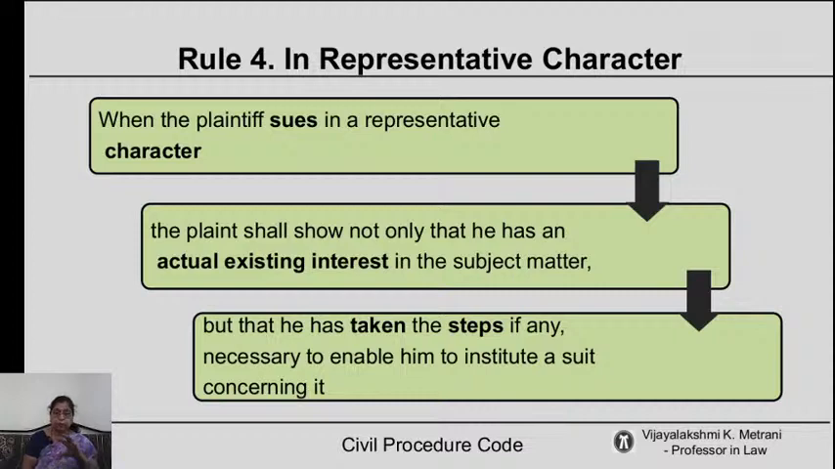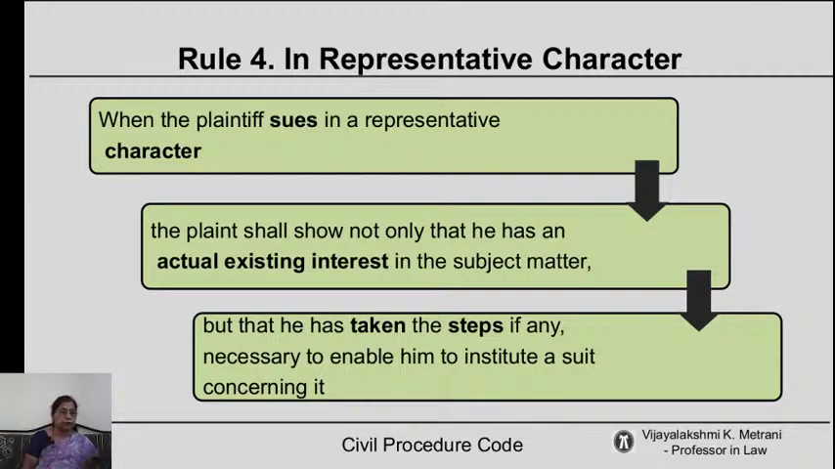See, it is an important thing that he gives notice to all the others if he is in a representative character. So when he sues in a representative character, what are the steps he has taken has to be stated in the plaint. He has taken these steps, he has given notice to these people, they are all under his representation, and it should show that he is having actual existing interest in that subject matter, because a representative character suit is a suit where the representative also has an interest.